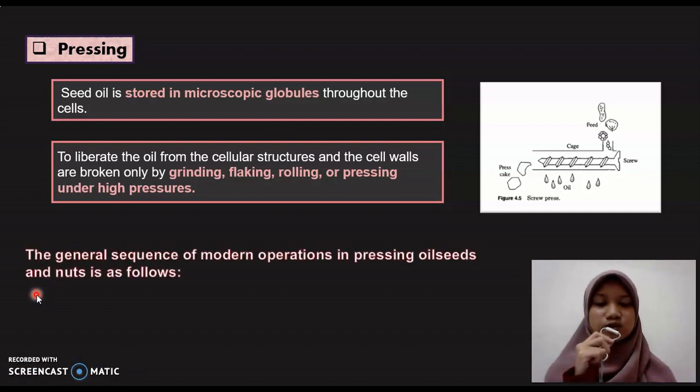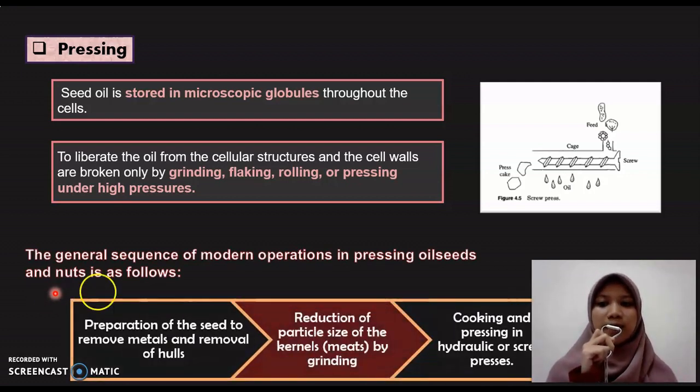So the general sequence of modern operation in pressing oilseed and nuts is as follows. First, we will prepare the seed in order to remove the metal and to remove the hulls, like the seed preparation that I explained before. And then we will reduce the size of the oilseed by grinding, and then we go further for pressing. We will further the process by cooking and pressing, by using a hydraulic or screw press.